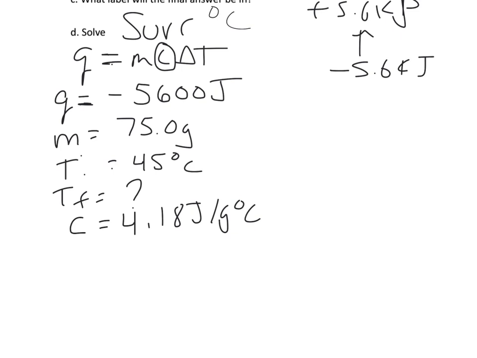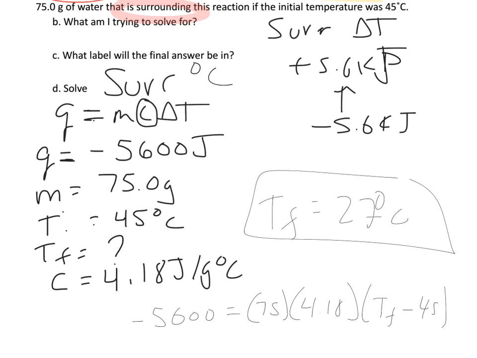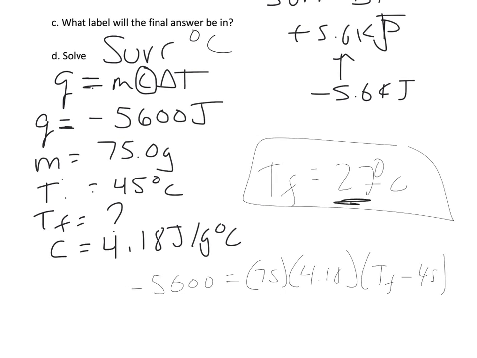So essentially we have that Q, which is negative 5600, equals some mass times specific heat capacity times change in T. Plug that into your calculator, and you should get a final temperature of 27 degrees Celsius. And that should make sense if we go back and look. In the end, the water had to give up energy and put it into the reaction. So the energy of the surroundings should go down because it's losing energy, and the reaction's gaining it. So it makes sense that our temperature should go down from what it was before.